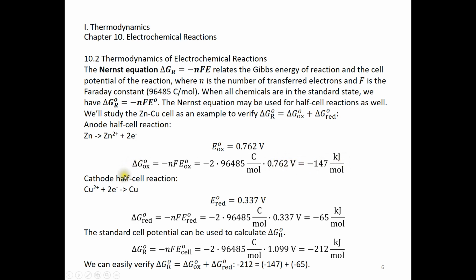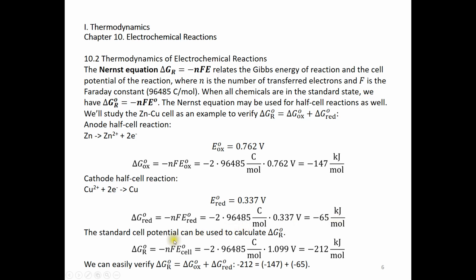Now let's look at the cathode, where reduction happens. The oxidation number of copper 2+ is reduced to 0. 2 electrons are transferred. The standard reduction potential is 0.337 volt. The standard Gibbs energy of this reduction half-cell reaction is negative nF times the reduction potential. Plugging all the numbers, we get negative 65 kilojoule per mole.